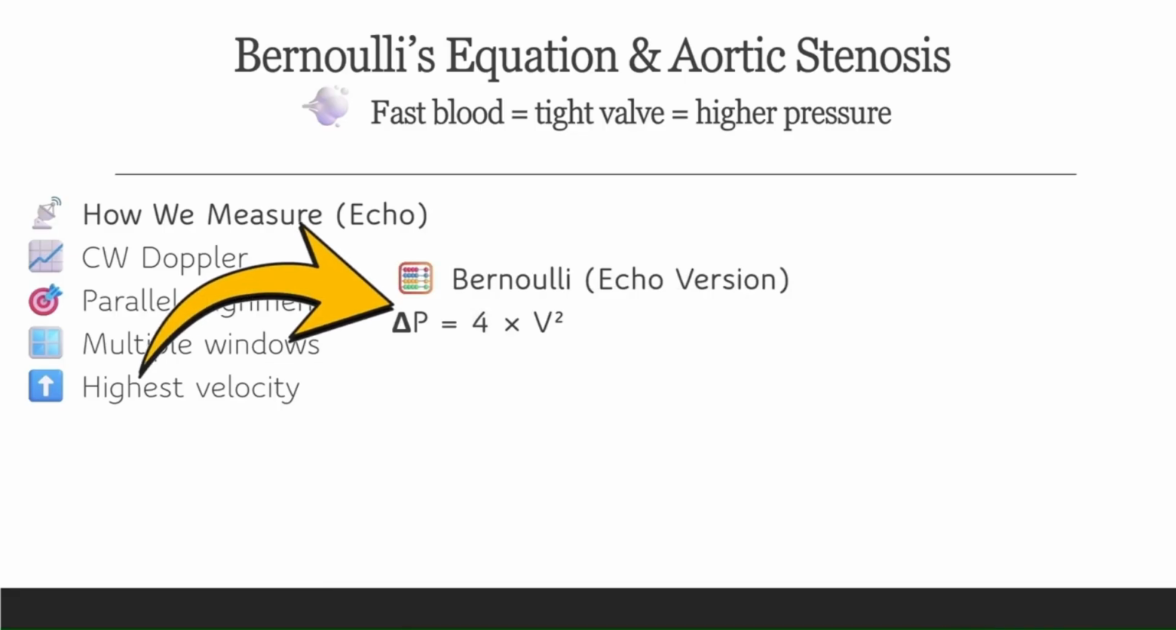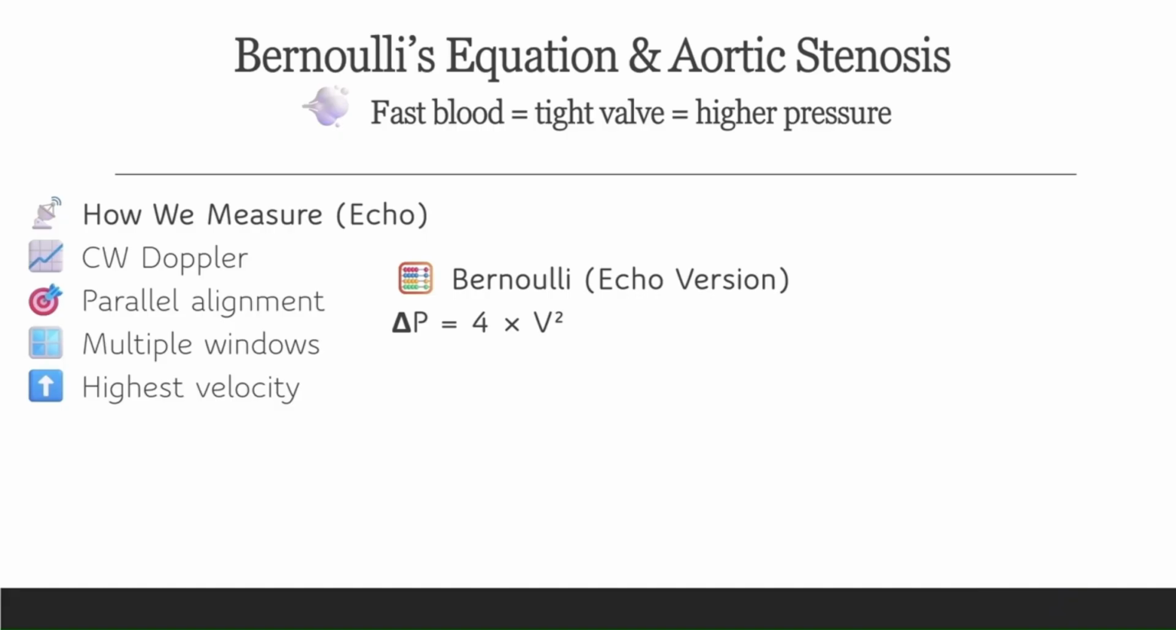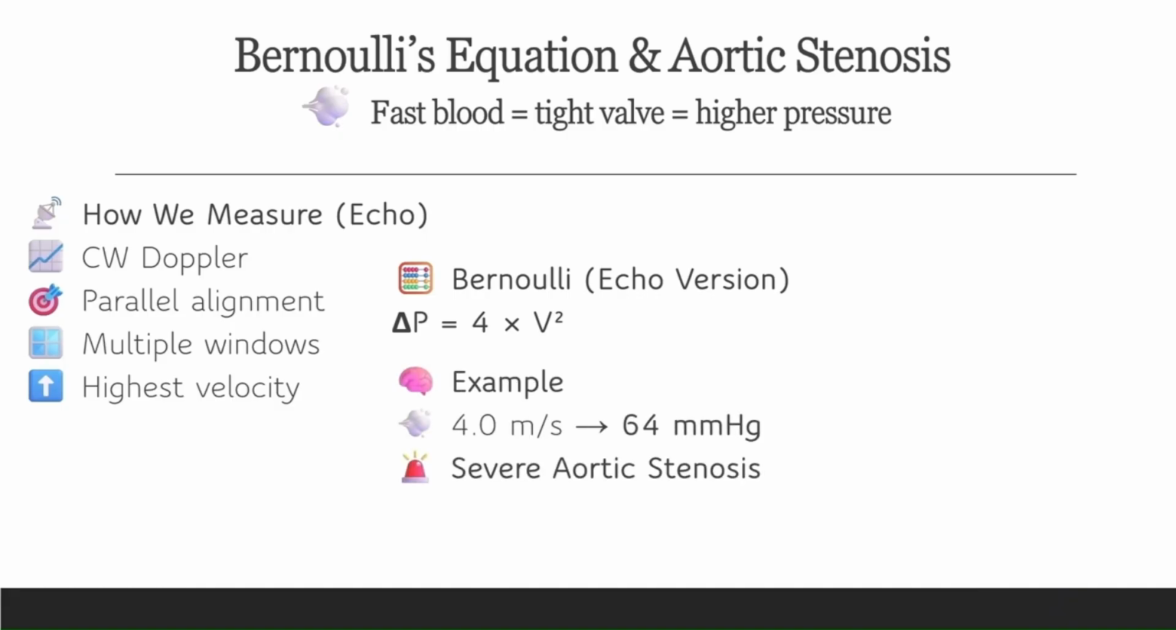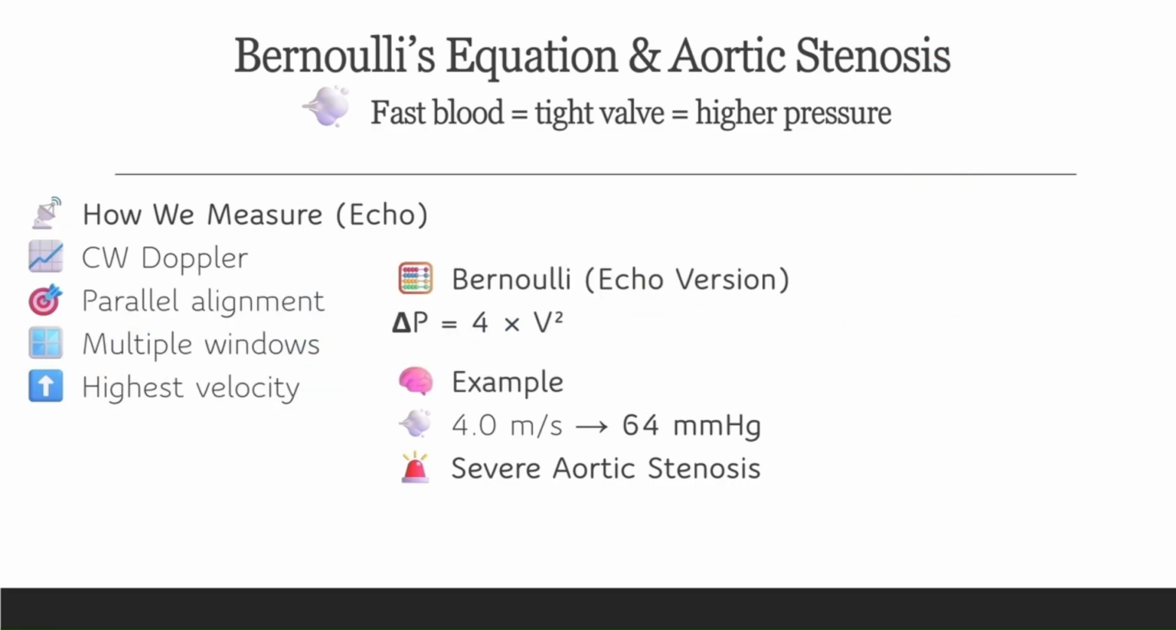Now, this looks like a math equation, but it's very simple. We take the peak velocity, square it, and multiply it by 4. The machine does this automatically once we trace the Doppler envelope. Here's a quick example. If the peak velocity is 4 meters per second, we square it, which gives us 16. Multiply that by 4, and we get a pressure gradient of 64 millimeters of mercury.